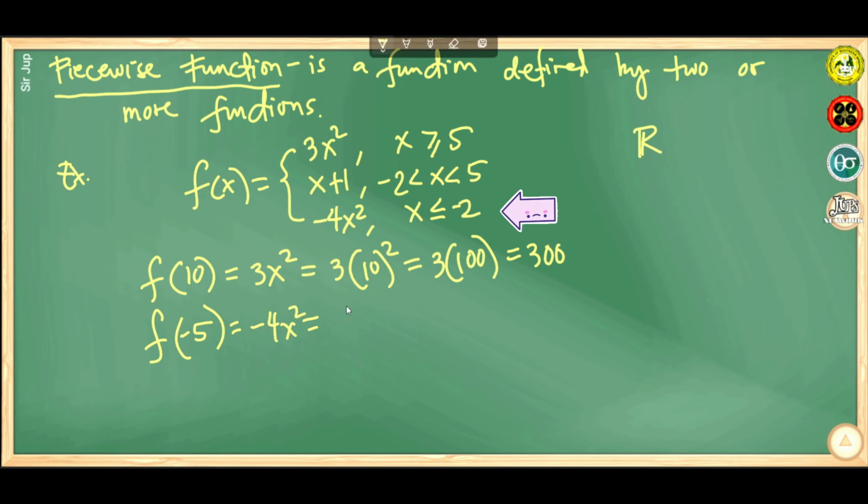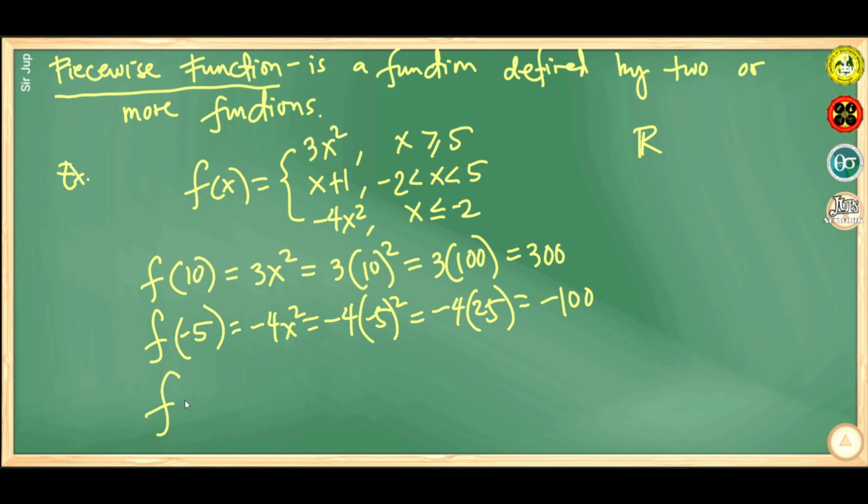So this is negative 4 times negative 5 squared. Okay, so negative 5 squared is positive 25, so we have negative 4 times 25. This is negative 100. Okay, so what about f of 0? Where does 0 belong?